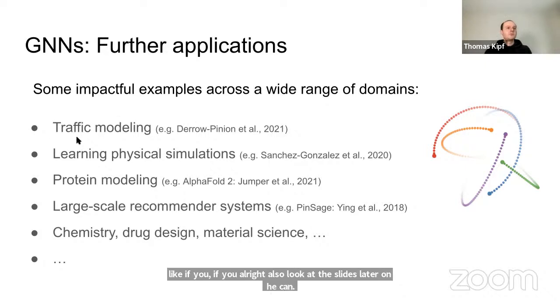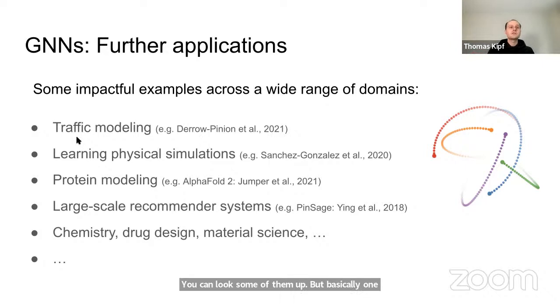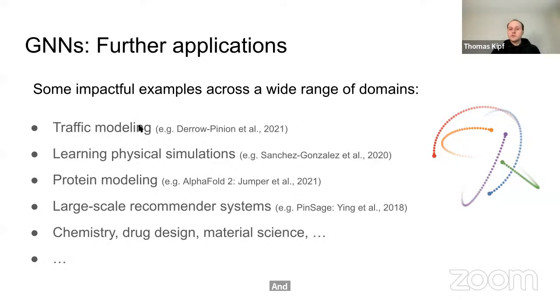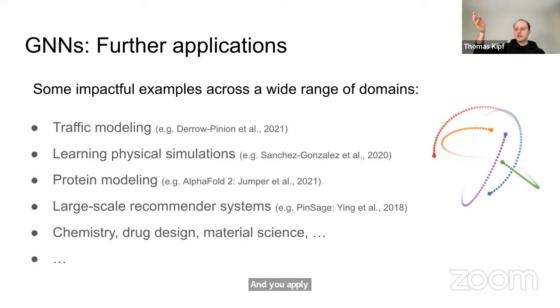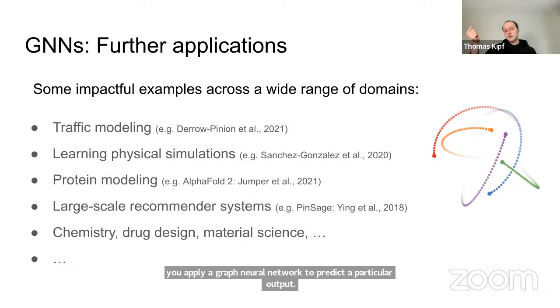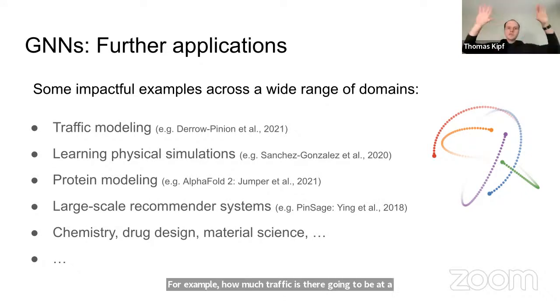But basically, one example is traffic modeling. So you can take a road network, like, for example, Google Maps. This particular paper that I'm citing here is graph neural networks applied to Google Maps traffic prediction or ETA prediction. And here, what you do is you take your road network, which is also a big graph, and you have little road segments that are your nodes or edges between them. And you apply a graph neural network to predict a particular output. For example, how much traffic is there going to be at a particular time point, given all the other information you have.